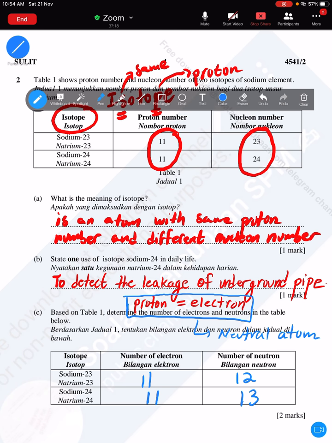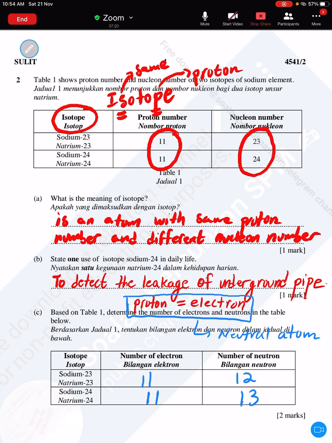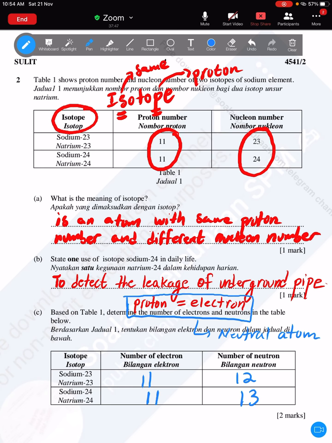Okay, please snap a picture. Or if you have already printed this paper, then you can just write the answer on top of the paper. That's it. Okay, tolong tuliskan. Okay, done.